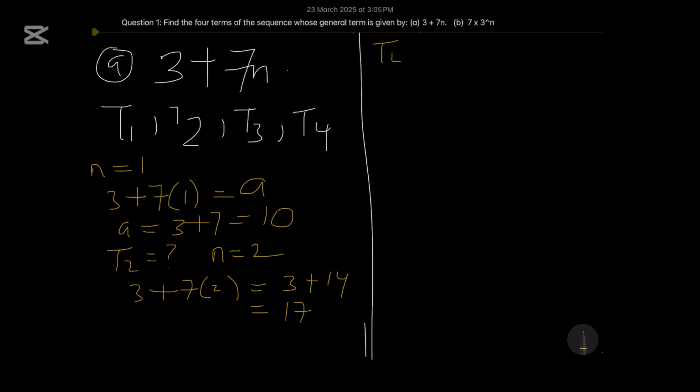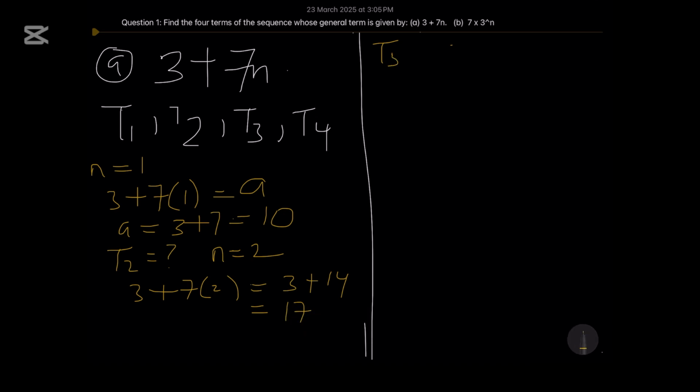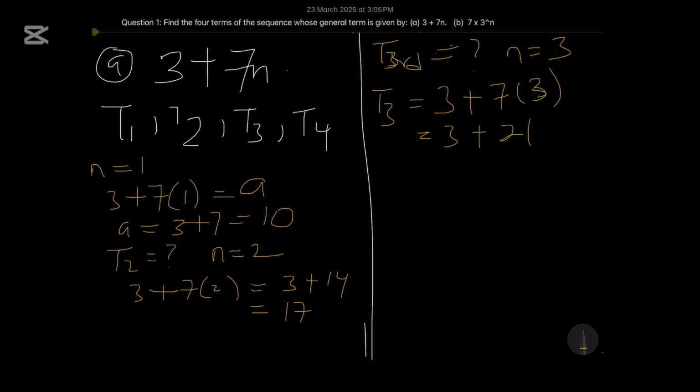Then for the fourth term, sorry, we've jumped the third term. For the third term, our n is equal to 3. So T3 is equal to, according to the general formula, 3 plus 7 bracket 3. So having this, we have 3 plus 21, which gives us 24. That is our third term.